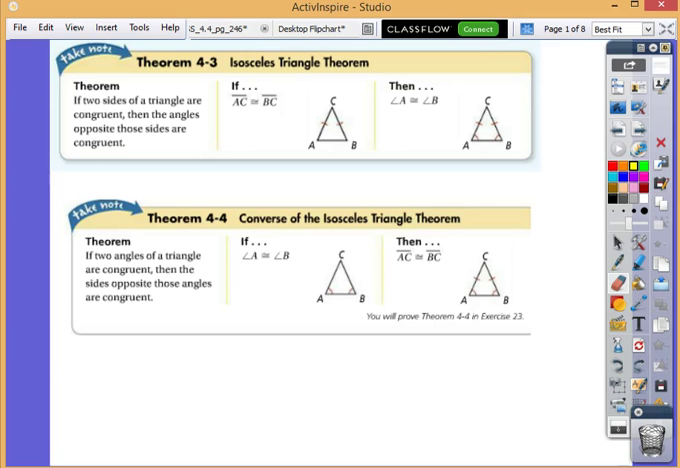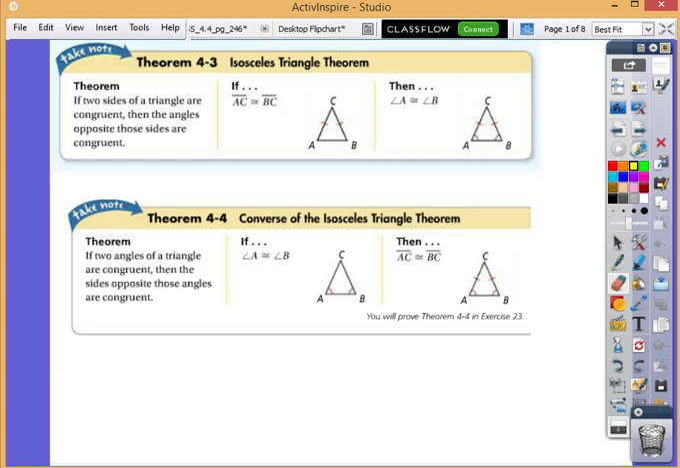All right, today we're going to be talking about isosceles triangles. I love isosceles triangles, because isosceles triangles are triangles that have two sides that are the same length.